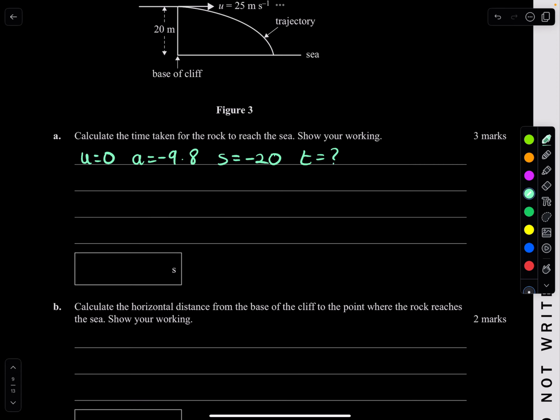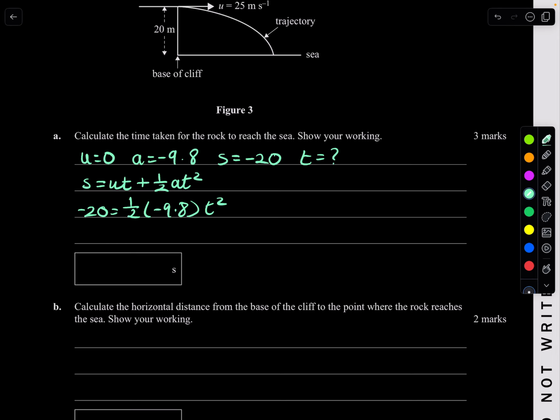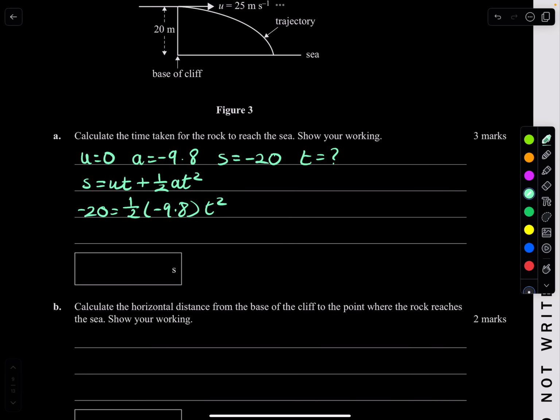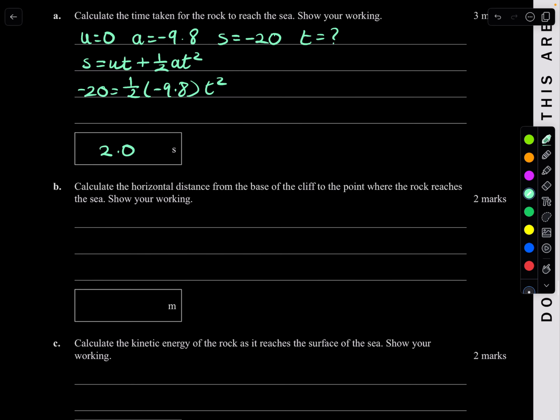Easy. The formula is s equals ut plus half at squared. If s is negative 20, u is 0, so it's just half a, which is negative 9.8, t squared. So let's calculate t now. Negative 20 divided by negative 4.9, then take the square root of that. How many significant figures do we want? To 2. So the t value is just 2.0 seconds. Wow, easy.